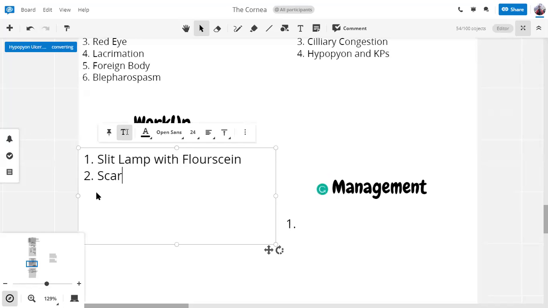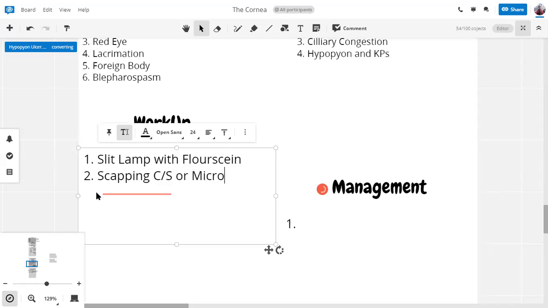Scrapings are very important. Scrapings are important when you suspect an infective etiology. The scrapings can give you the perfect, confirmatory diagnosis, whether it's a fungal, viral, bacterial, or a parasitic corneal ulcer. The scraping, culture and sensitivity, or microscopy.